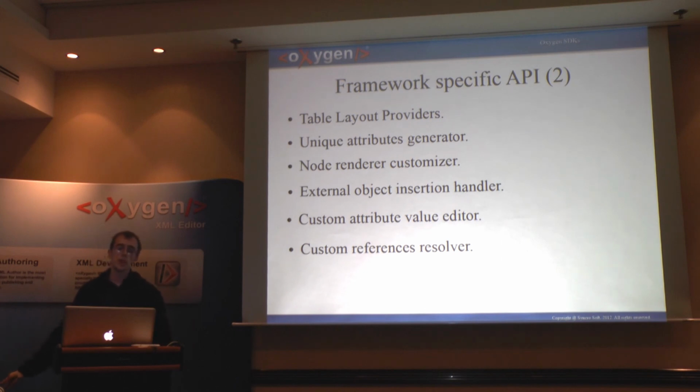Okay, so we have a lot of API related to tables, node render customizers. In the outline, for example, for certain nodes you can show certain icons and so on. External object insertion handler, which deals, for example, with pasting HTML from a browser, like I showed you in data, and transforming it to the target XML vocabulary. Custom attribute value editor. You want to edit a certain attribute in the attributes view using a custom editor.